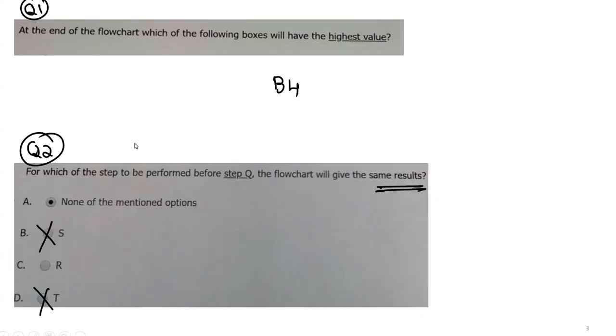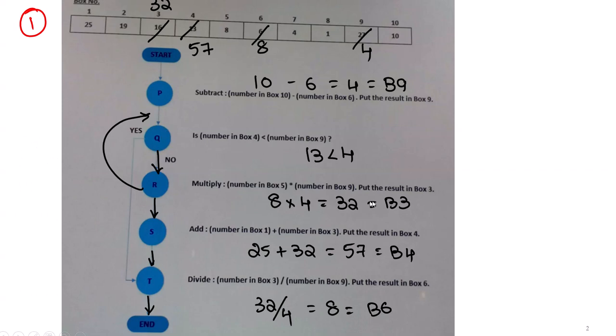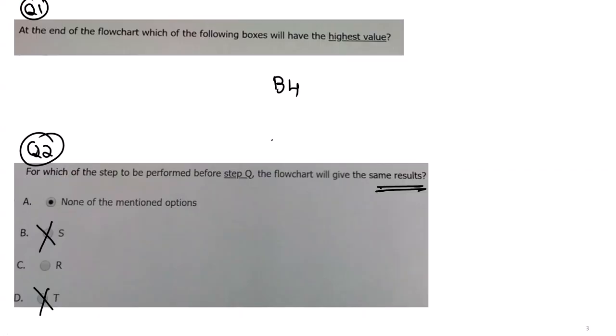If you put S N T before Q, here B3 is updated. I have to use B3 before Q, which will be a different value, and the answer will definitely change. If you want the same results, R can be kept before Q, but they have to mention after P. As there is some dilemma, I can go with none. I'm going with none because there is a glitch in the recording.